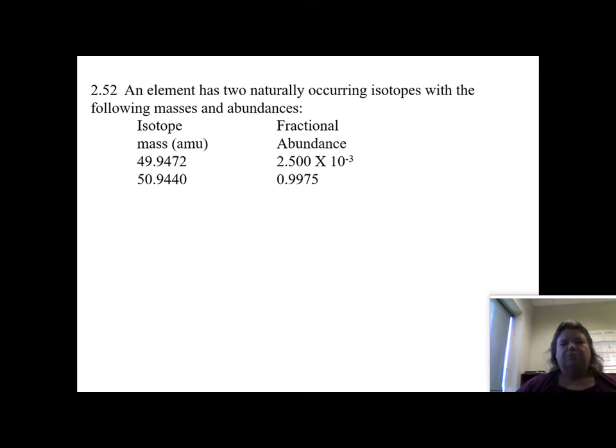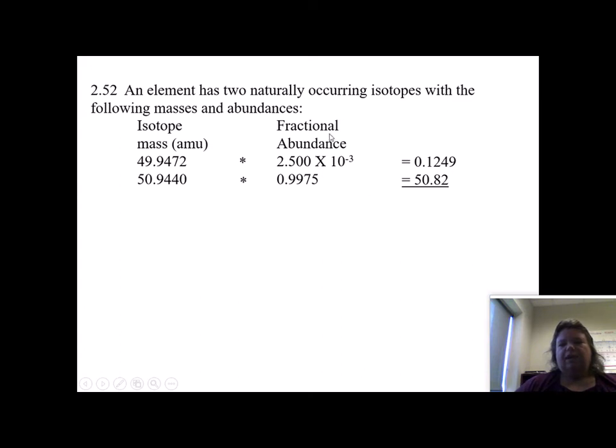So number 52 in the book says an element has 2 naturally occurring isotopes with the following masses. So here I have the isotope mass in AMUs and the fractional abundance. To do this problem, I'm going to multiply the 49.9472 times the 2.5 times 10 to the minus third. When I multiply this times that, I get 0.1249. I'm going to do the same thing for the 50.944. I'm going to take this times that, and when I do that, I get 50.82.